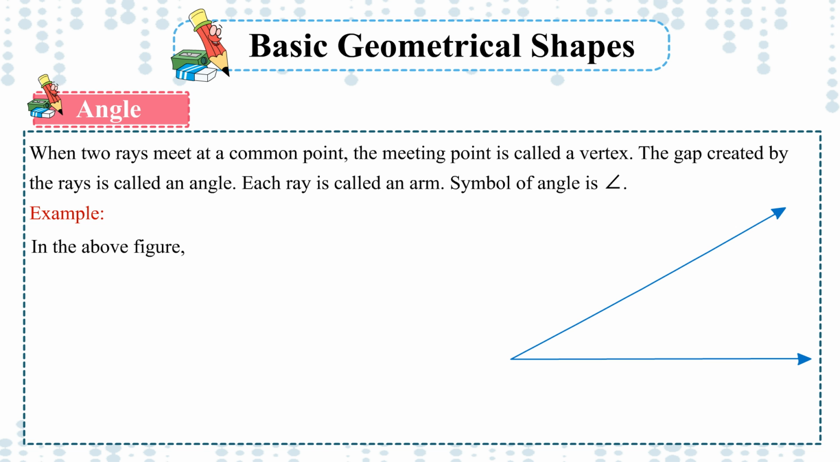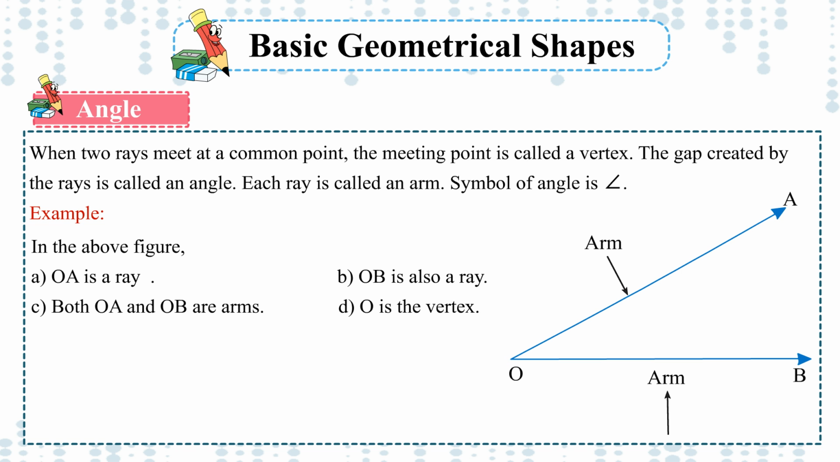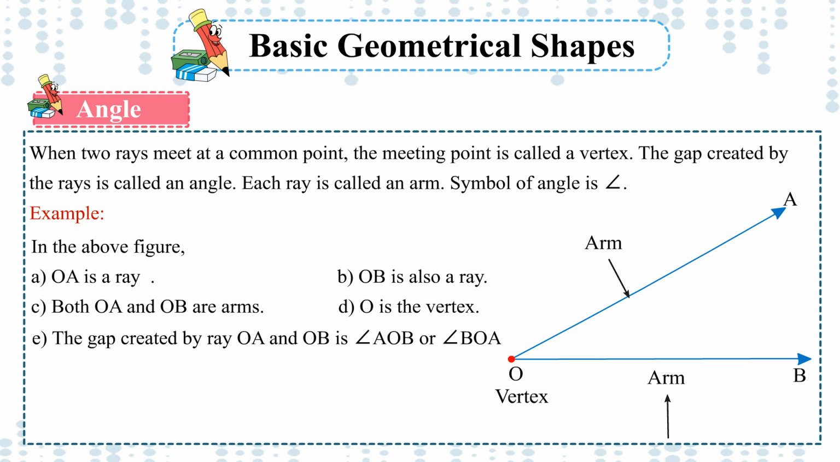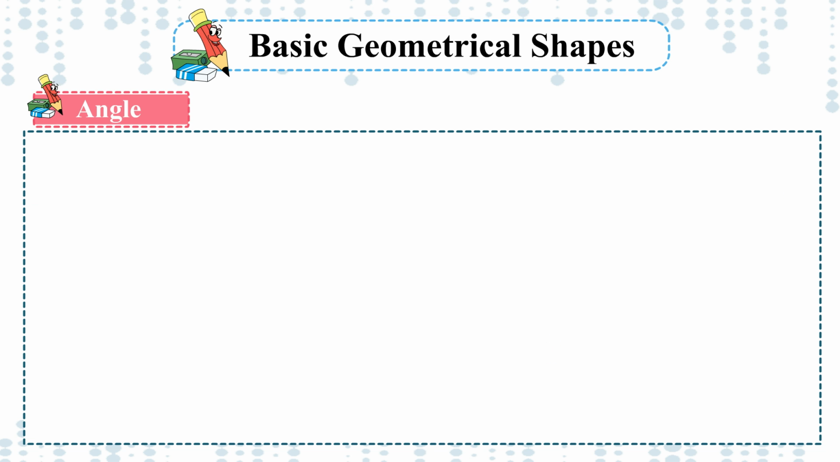In the above figure, A. OA is a ray. B. OB is also a ray. C. Both OA and OB are arms. D. O is the vertex. A. The gap created by rays OA and OB is angle AOB or angle BOA.